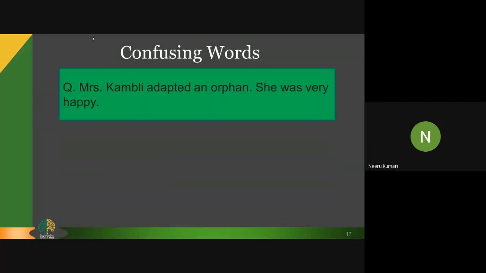All right. So here is the next question. Are we ready? Mrs. Kamli adapted and often she was very happy. Now, I want you all to write the correct words. You need not write the complete sentence. You can identify the wrong word, the confusing word, which is wrongly put in these sentences, and then you can correct it.